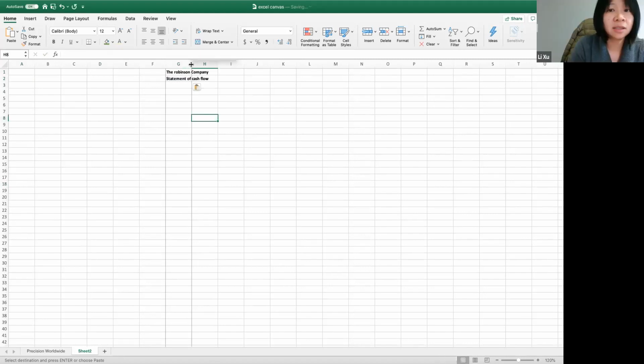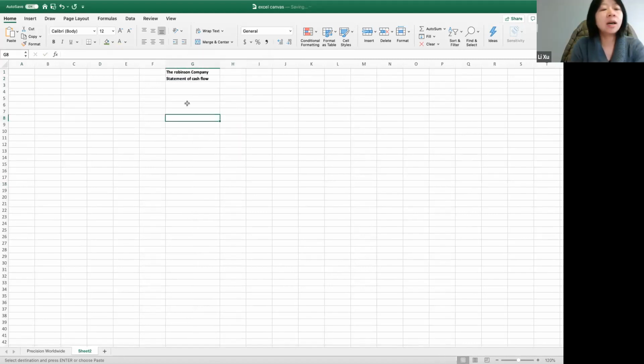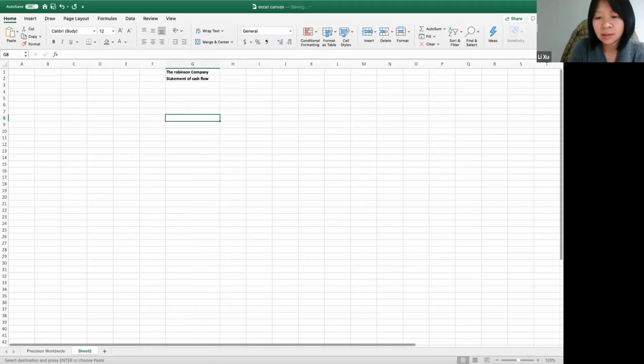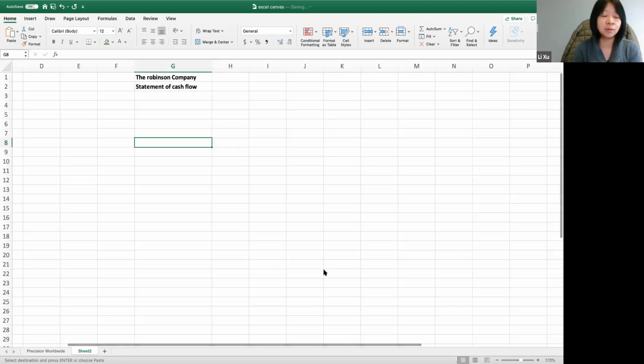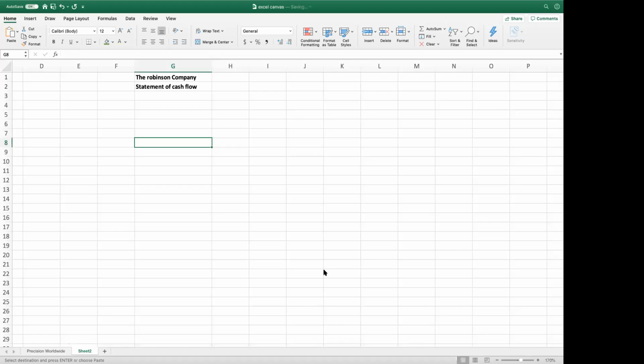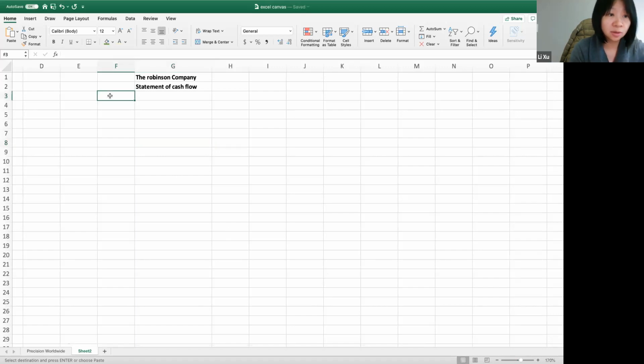So this is on page 13 of the study notes, okay? Like any statement of cash flow question, what you want to do is first have the complete name and the name of the statement ready. Okay, so what we're going to do, first, we're going to look at the indirect method.